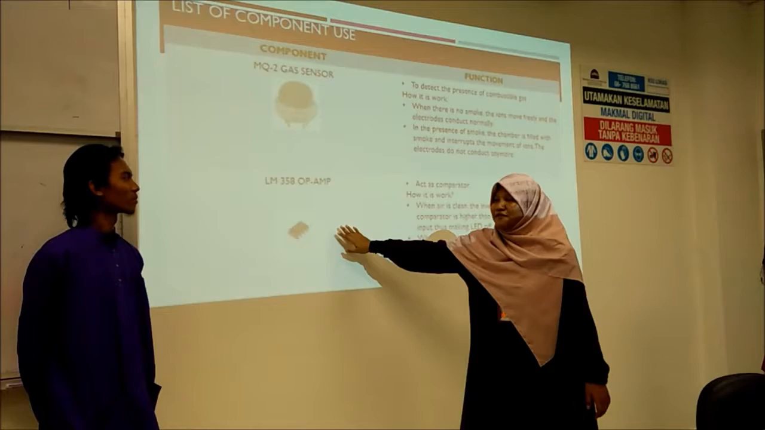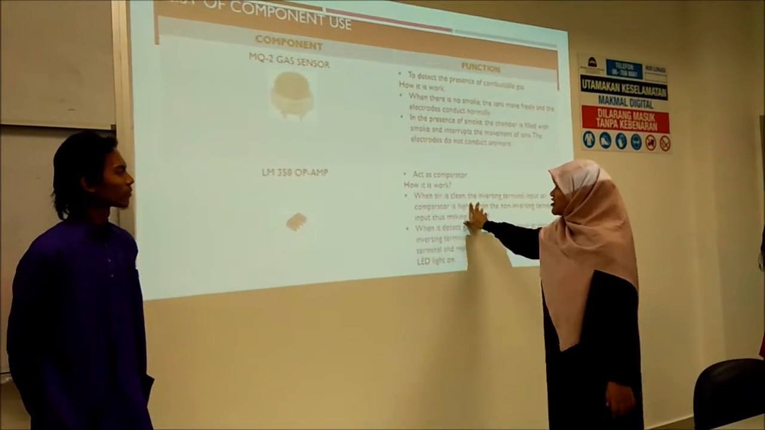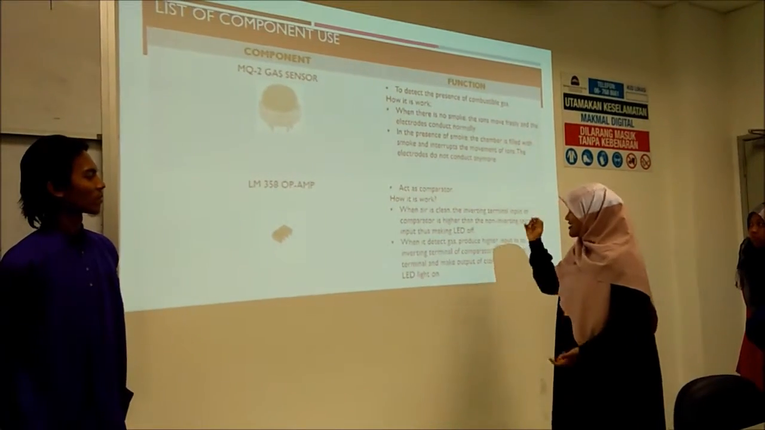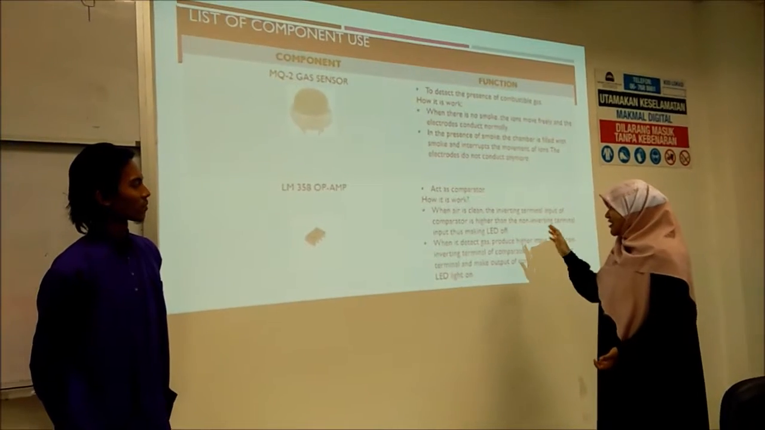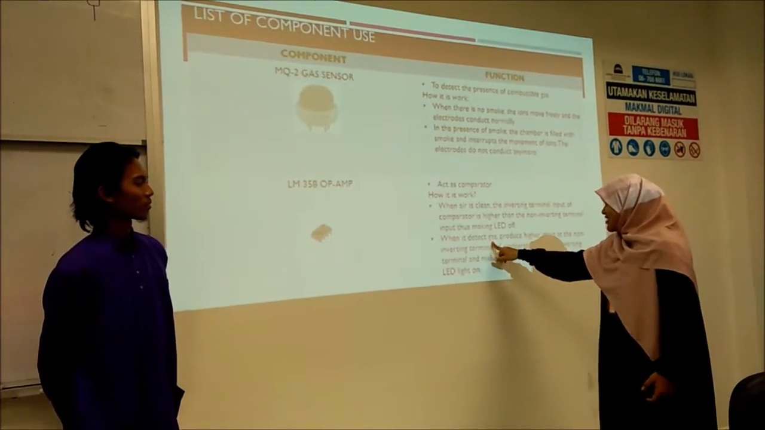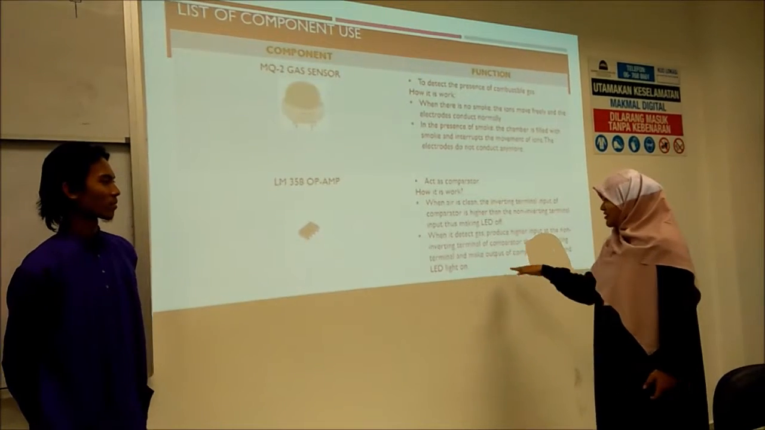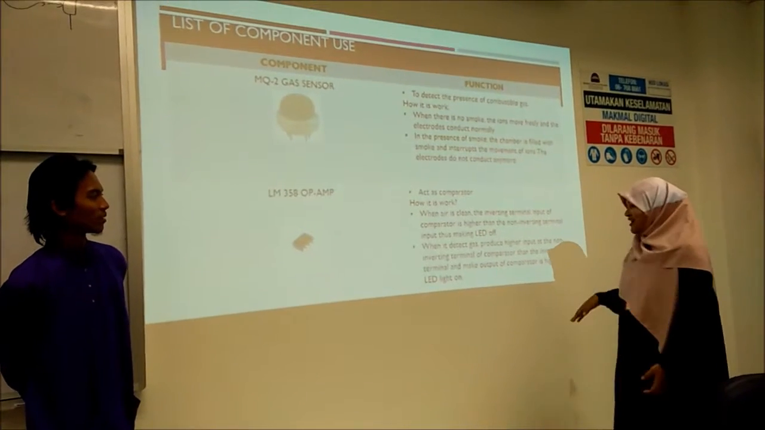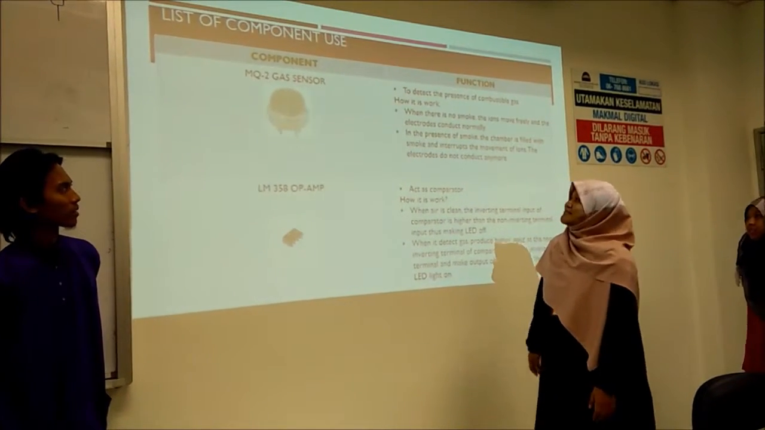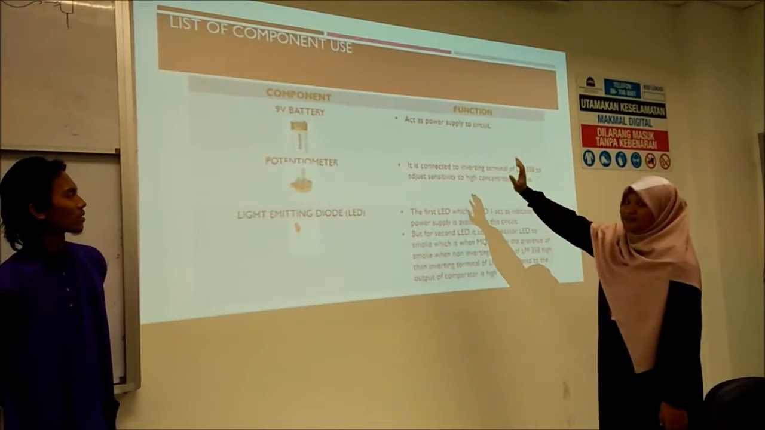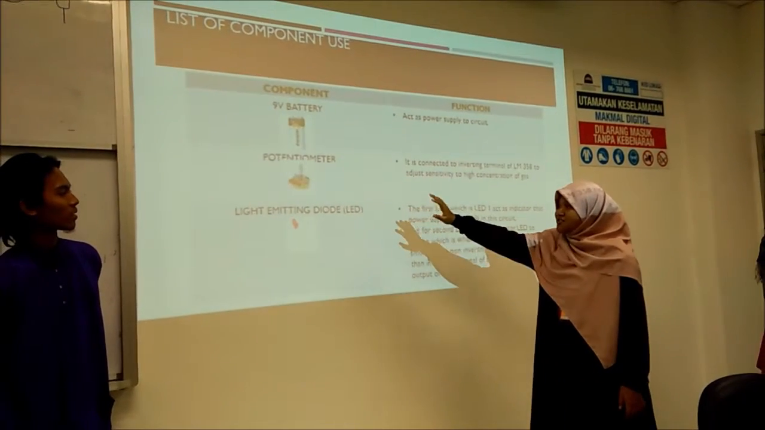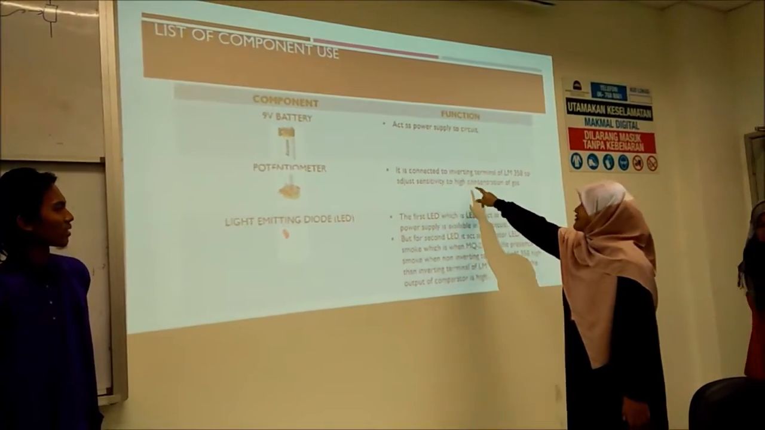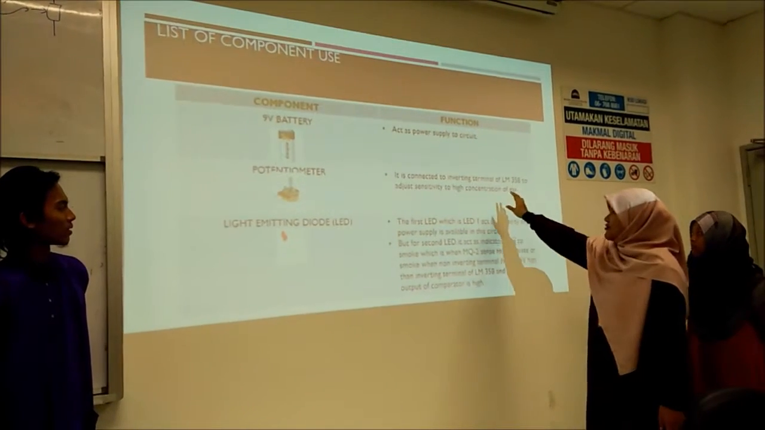And then this is the LM358 that acts as the comparator for this project. How does it work? When the air is clean, the inverting terminal input is higher than the non-inverting terminal of the comparator, and this makes the output of the comparator high and the LED light on. Next, the 9-volt battery is the power supply for the circuit. We also use a potentiometer.